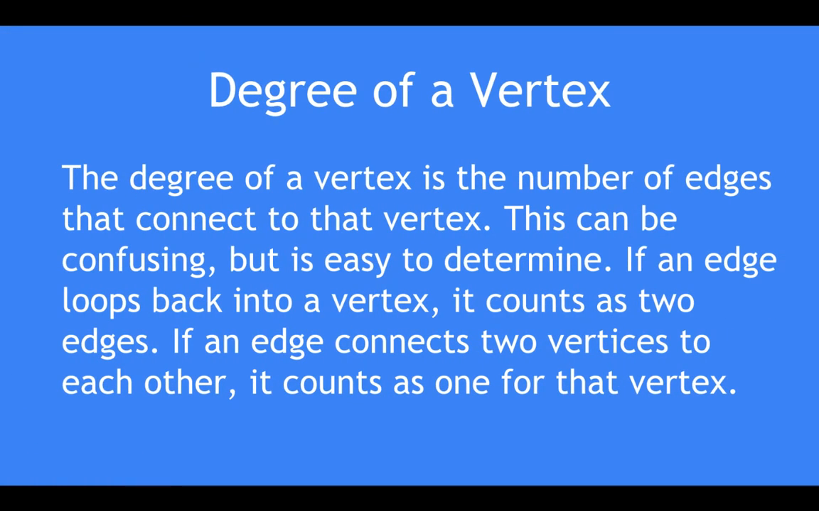All right, the degree of a vertex. The degree of a vertex is the number of edges that connect to a vertex. Now this can be confusing, but it is easy to determine. If an edge loops back into the same vertex, it counts as 2 edges for that vertex. Now if an edge connects 2 vertices to each other, it counts as 1 for each vertex.